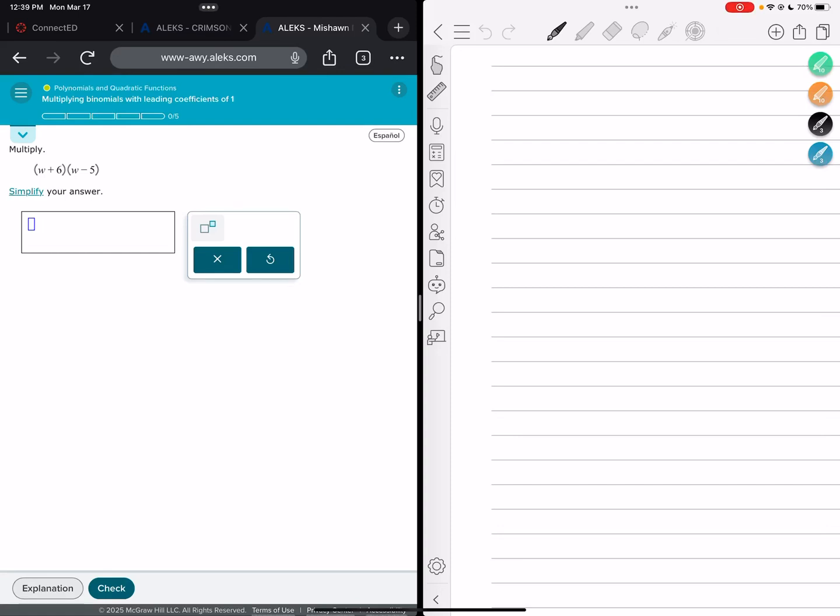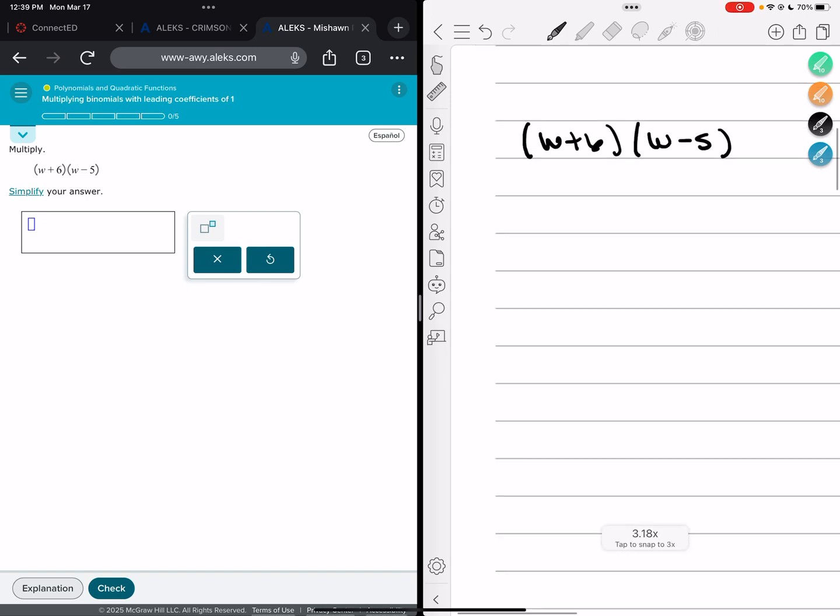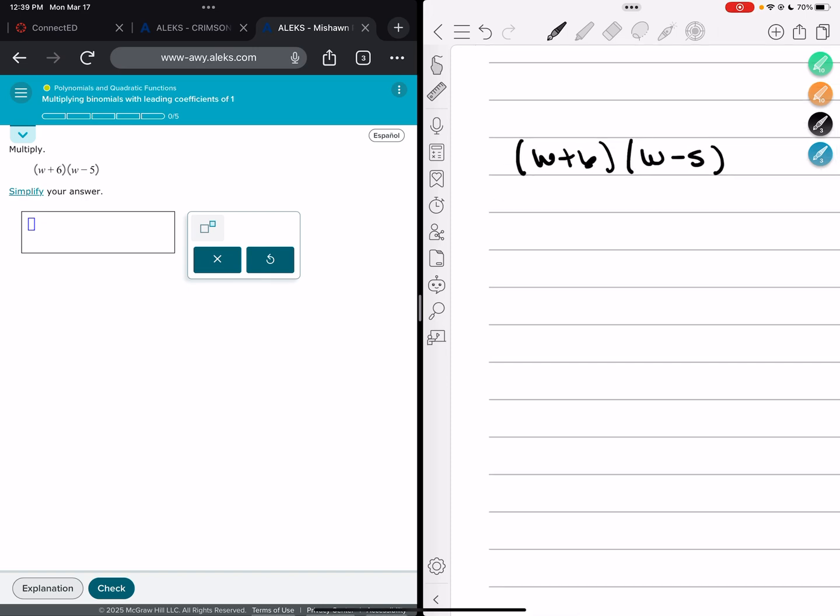All right, so we want to be able to multiply binomials together. Remember what this looks like: this means that I've got w plus 6 in parentheses, and I have w minus 5 in parentheses. For me to be able to multiply this together, that means I'm going to go w times w and w times negative 5, but I'm also going to go 6 times w and 6 times negative 5.